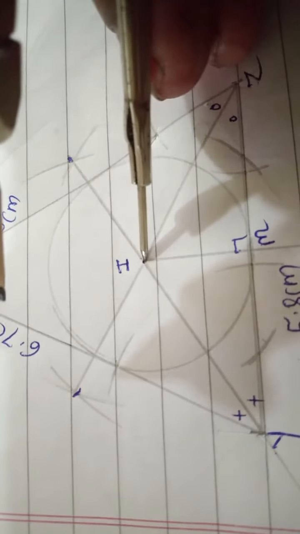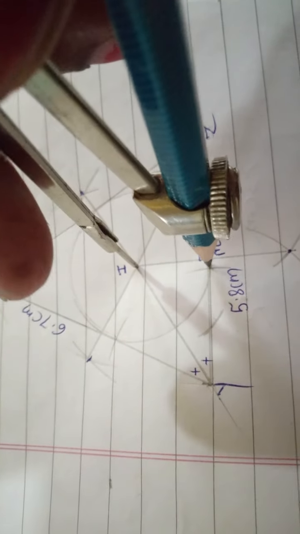Now take the IM distance in your rounder. I am putting my rounder on I, taking the IM distance, and taking I as the center, we just have to draw a circle.